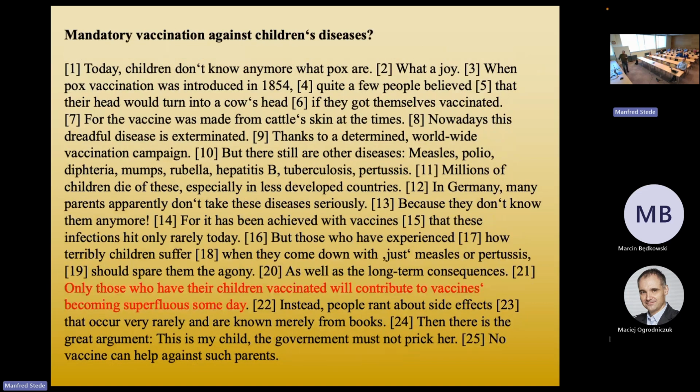This is an example. Here is an English translation, just to give you an idea of what's happening in these texts. This is the central nucleus, the main statement in the text. It's about pox vaccination, and the main claim here in this text is only those who have their children vaccinated will contribute to vaccines becoming superfluous someday. So here's going on about the pros and cons of pox vaccination, and that's kind of the conclusion. And then people have other arguments, but these other arguments are not so important. So that's kind of the rhetoric in this example.